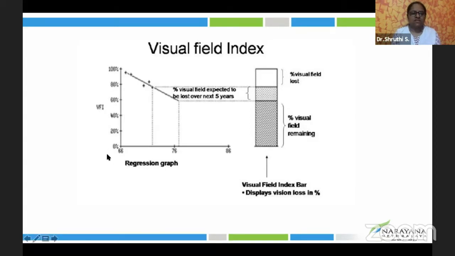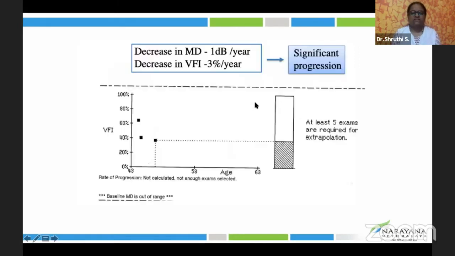So VFI is plotted on the y-axis and the age is plotted on the x-axis. So for all the visual fields, VFI is plotted to get a slope. If it is a negative slope, then it is a progression. If it is a positive slope, it is usually a learning curve. So this is a VFI bar, which tells us how much visual field is remaining and how much visual field is going to be lost in the next 5 years. A decrease in mean deviation of 1 decibel per year or a decrease in VFI by 3% per year is considered significant.